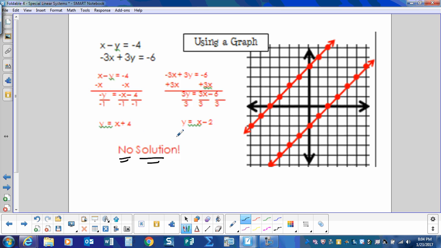We can also see what makes them parallel is they have the same slope. They each have a slope of 1. So if you're solving a system and each equation has the same slope, you can stop right there and you'll know it's no solution because they're parallel lines.